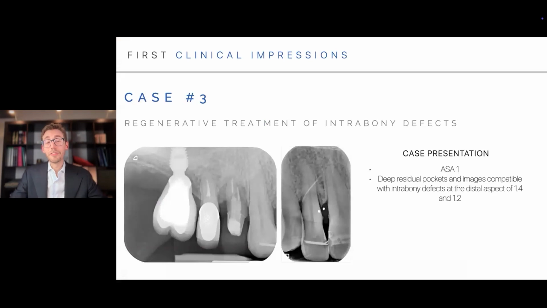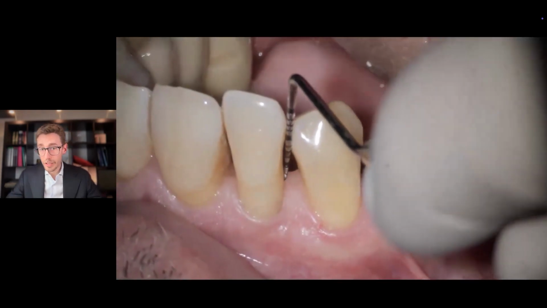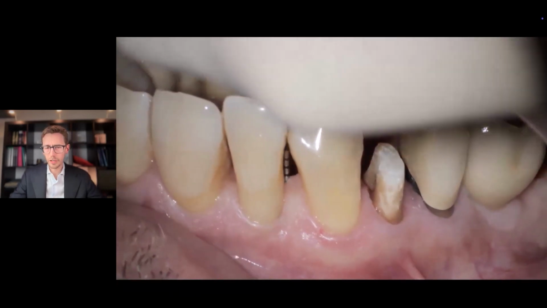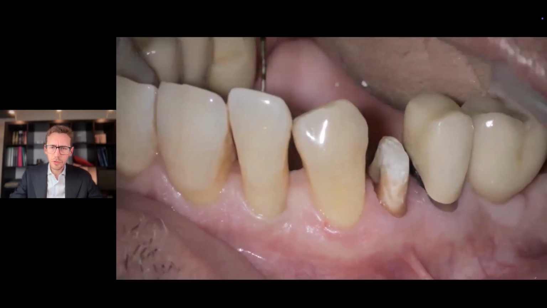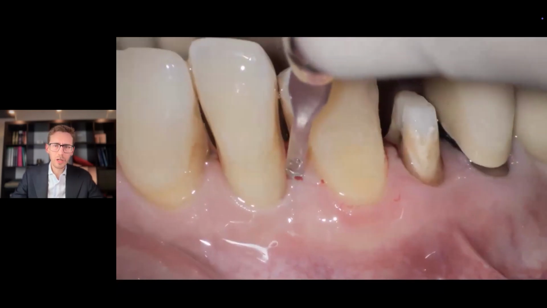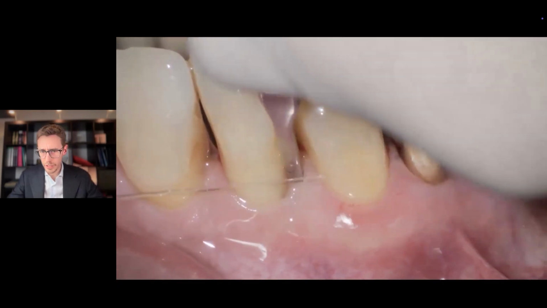And of course, another very fascinating environment to test this technology in my mind was the regenerative treatment of periodontal intrabony defects. So let me show you the very first case that I treated using RegenFast in this specific context, which was the case of 2 intrabony defects, one at the distal aspect of tooth number 12 and one at the distal aspect of tooth number 14.